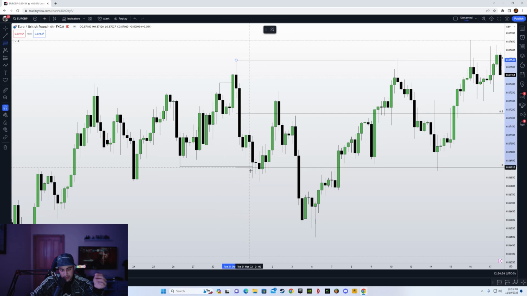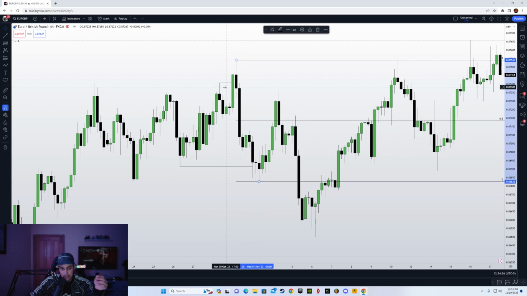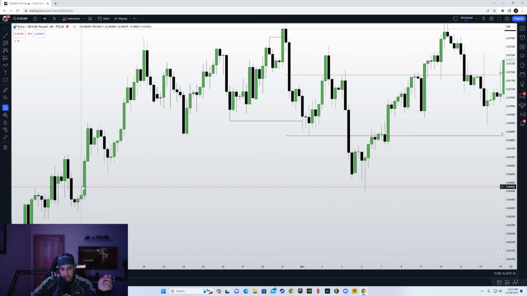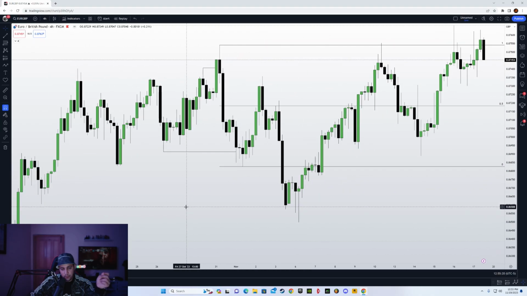So if I use my fib from the high that swept the liquidity to the low that swept the liquidity, you can see price went into premium, into this premium order block. And from there onwards, we had an expansion to the downside, and you could have targeted this low here, or probably this low, or maybe even this order block here.